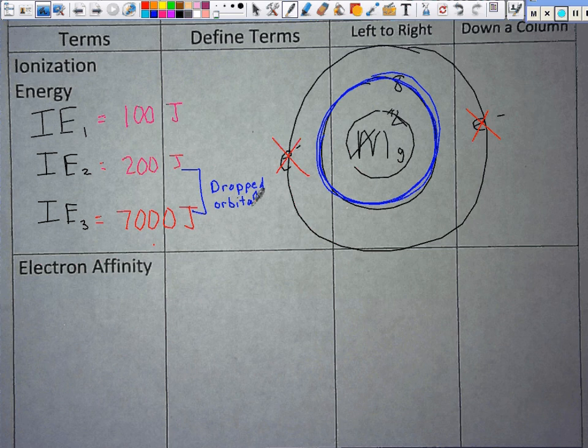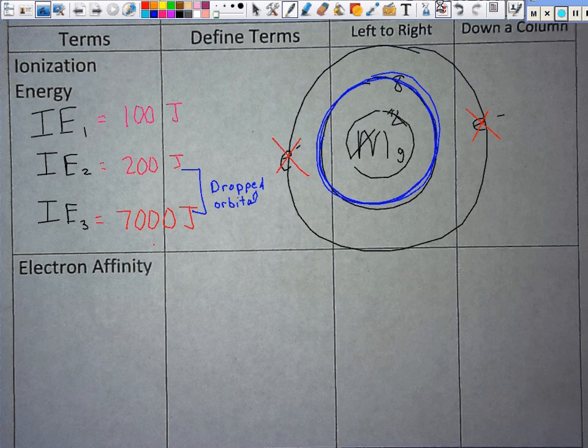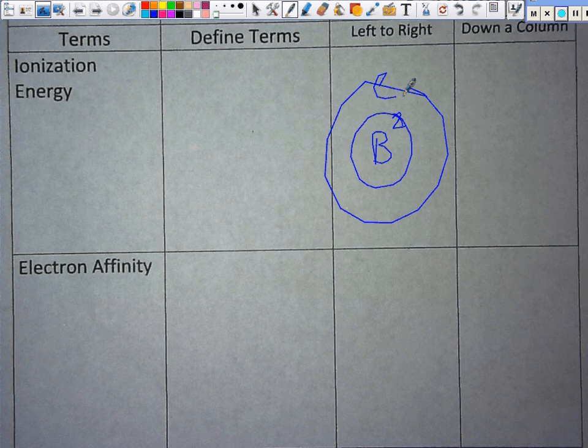Okay, good example. Let's talk about that. What if it was boron? Boron has 5, so it's got 2, and then it's got 3, 4, 5. Okay, well, IE1, IE2, IE3, and then we'd have to go all the way to IE4. Where would be the hugest jump? Between 3 and 4, right? So it would be some number, and then let's just say 1 million. Again, I'm making this up, but it would be a drastic jump between 3 and 4.